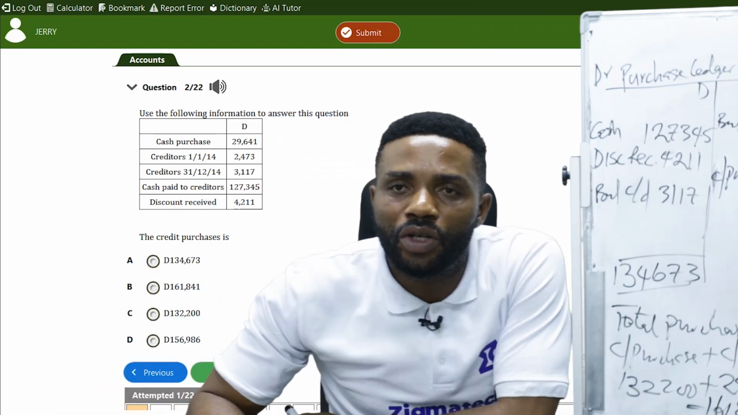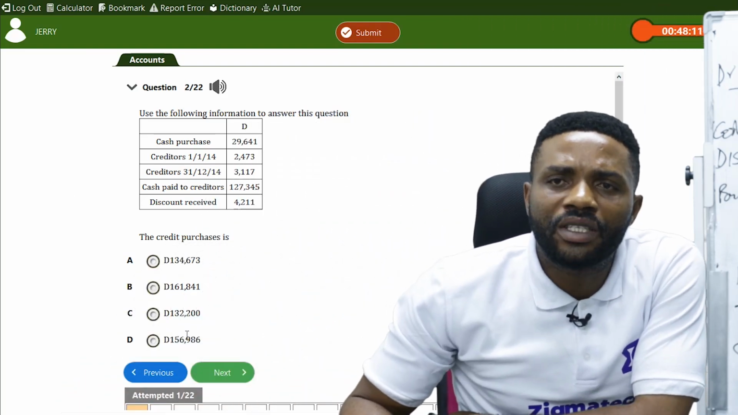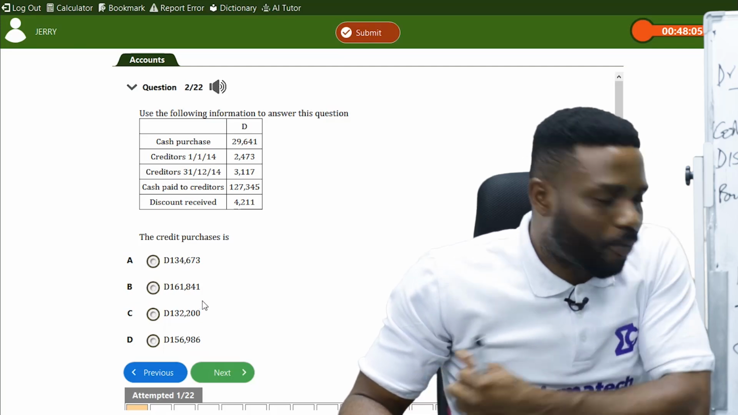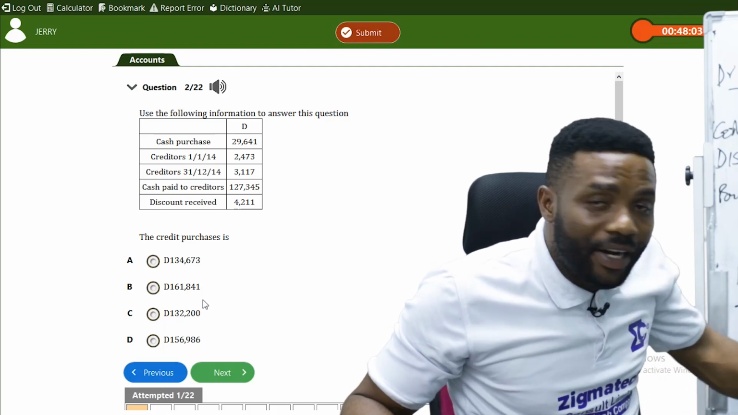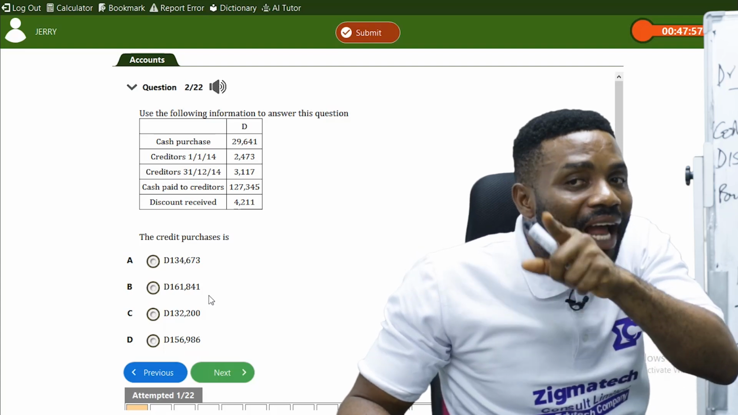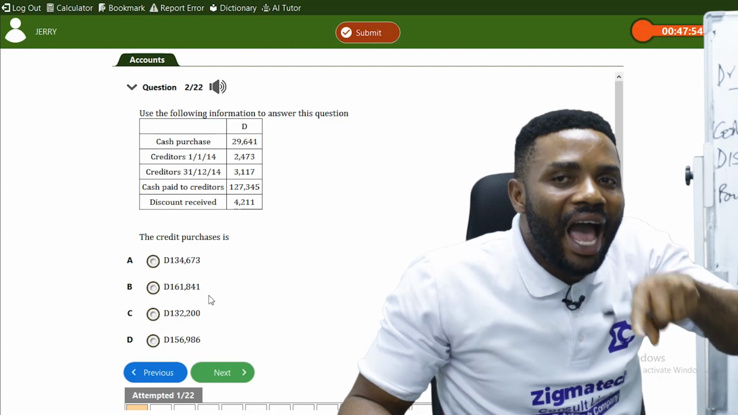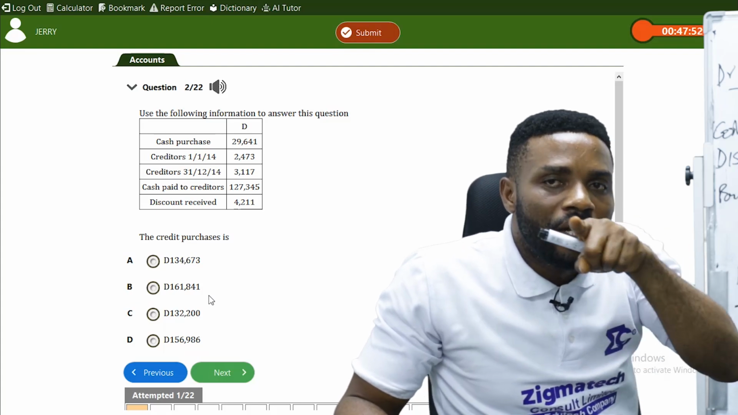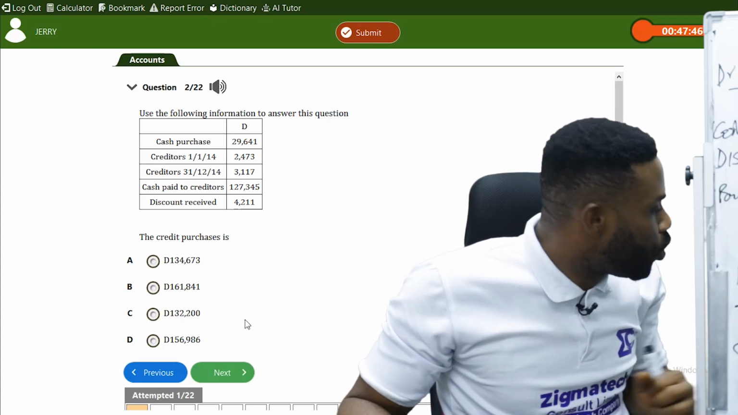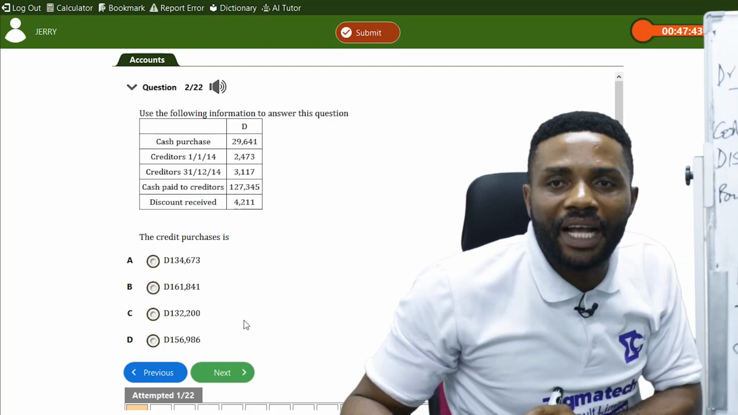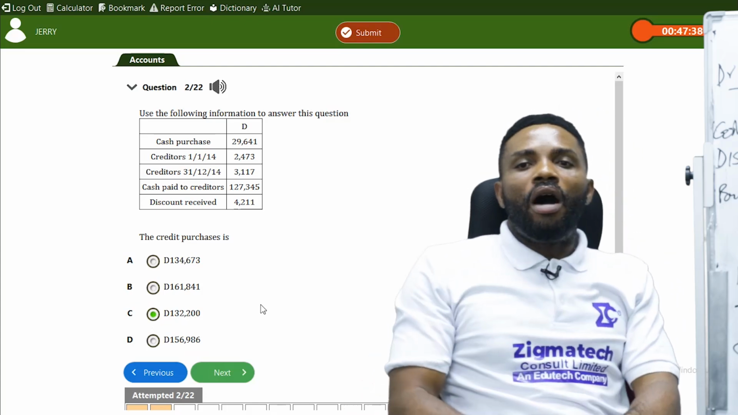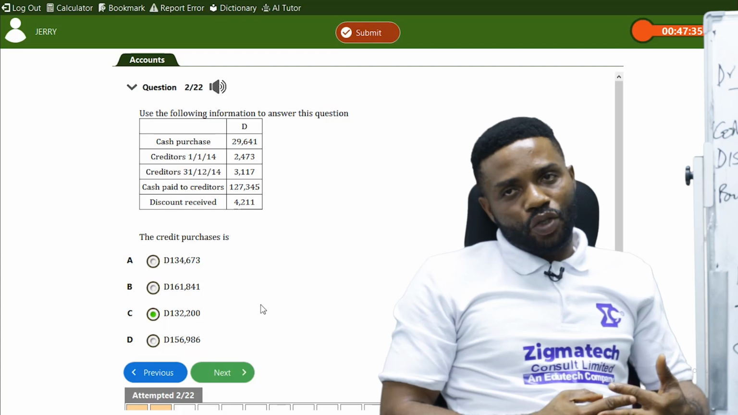Let's look at the options. Option A is 134,673, which is no. B, 161,841. The examiner had to put that there because some people may not know it. That is not the answer, because you were not asked to calculate total purchase, but credit purchase. So it cannot be B. Then C is 132,200. So our answer there is 132,200.